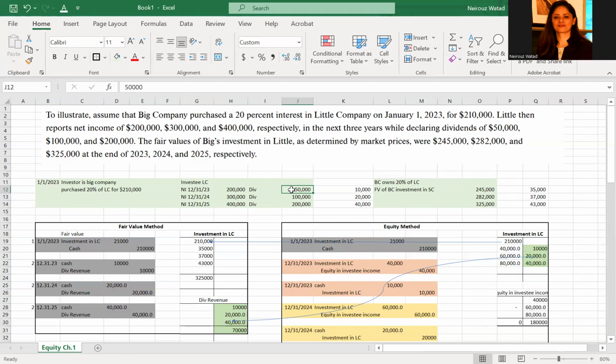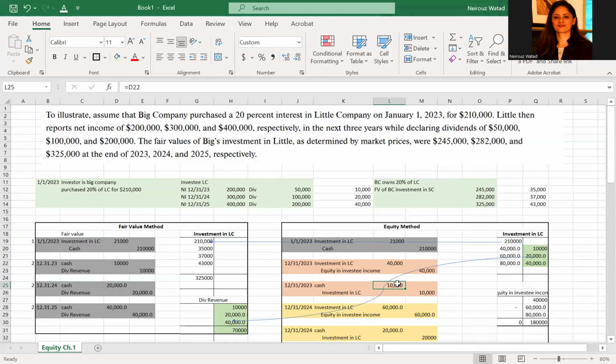I cannot report income of 40,000 and income of 10,000 for the dividends, because if I do that, then the 10,000 is already in the 40 because it's in the net income, because the 50,000 is in the 200, okay? So that's why dividends are paid out of income, and income is already here, so I can't say that this 10,000 is also in under the equity method.